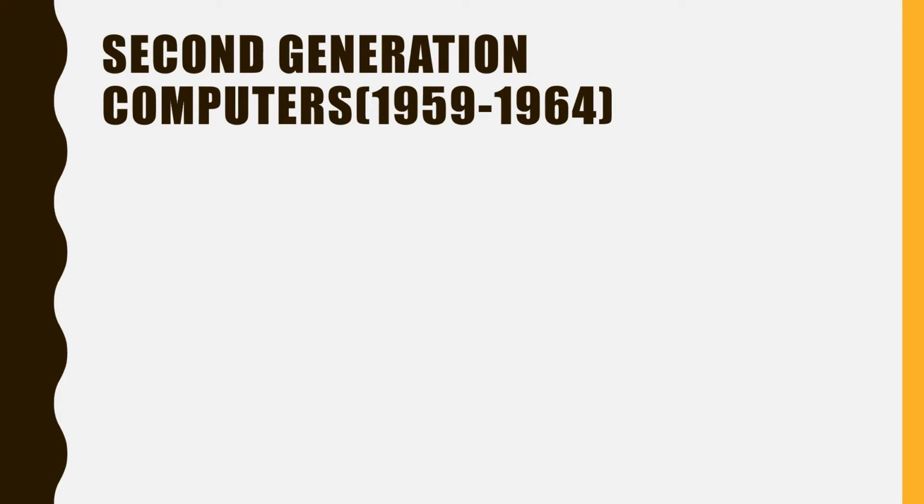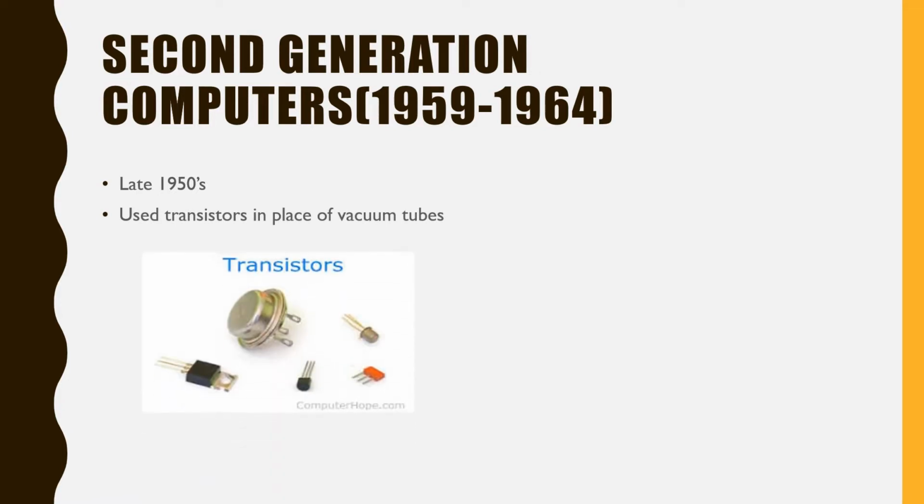Next we'll see about the second generation computers. The computers that were developed during 1959 to 1964 we call the second generation computers. And here they used transistors in place of vacuum tubes. This is the transistor.